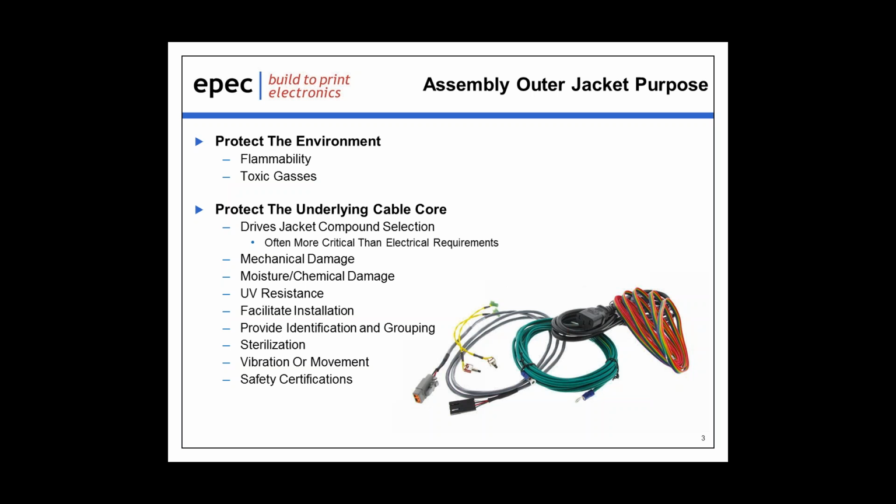The jacket also needs to aid in the installation of the assembly, meaning if the installation requires tight bend radiuses or routing through openings, the jacket has to provide some level of flexibility. Jackets can and are produced every day with different colors to allow for easy identification in a wiring closet or a raceway. If an assembly is used in a medical application, the jacket needs to be able to withstand repeated sterilization. Again, if the assembly is going to be exposed to vibration or constant movement, the jacket material needs to be able to be flexed repeatedly without failure. The correct safety certification is arguably the most critical aspect of any cable assembly jacket and the cable assembly itself.